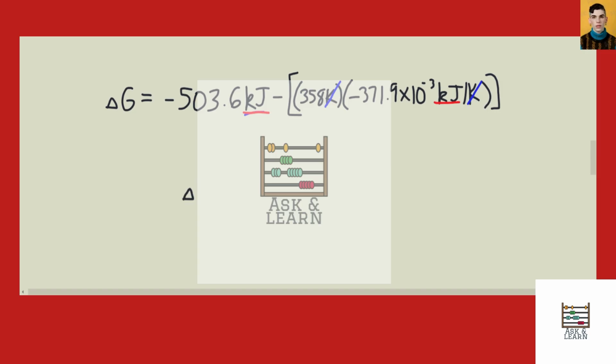And when we do the math, we should get a final answer for the change in Gibbs free energy of this reaction at 85 degrees Celsius to be negative 370 kilojoules.